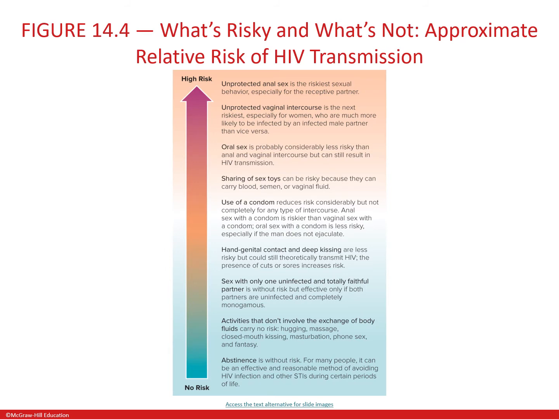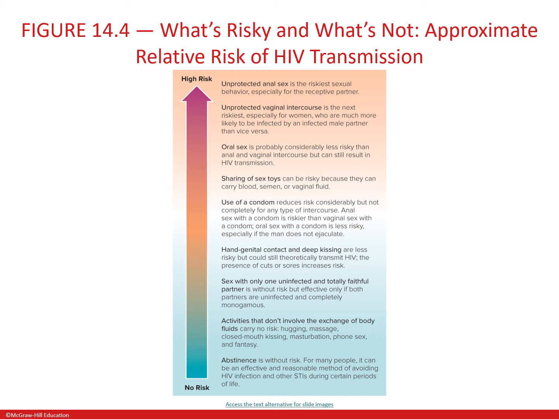So what's risky and what's not? Approximate relative risk of HIV transmission of various sexual activities. So you can see at the highest risk is unprotected anal sex. This means that it is the riskiest sexual behavior, especially for the receptive partner.